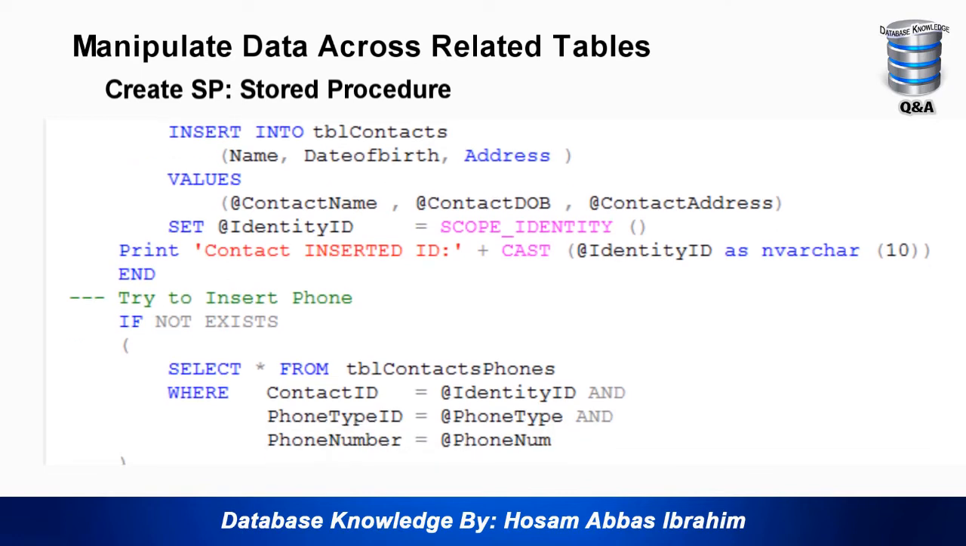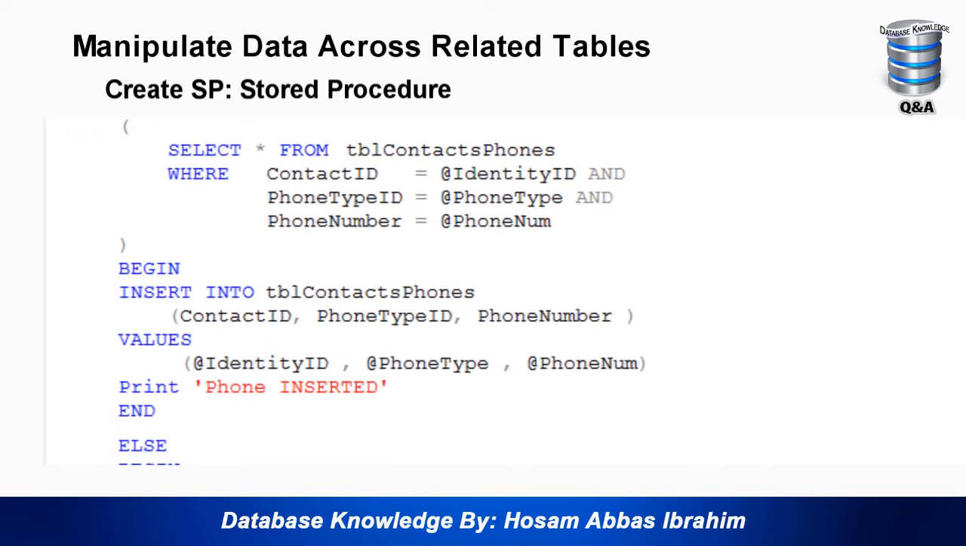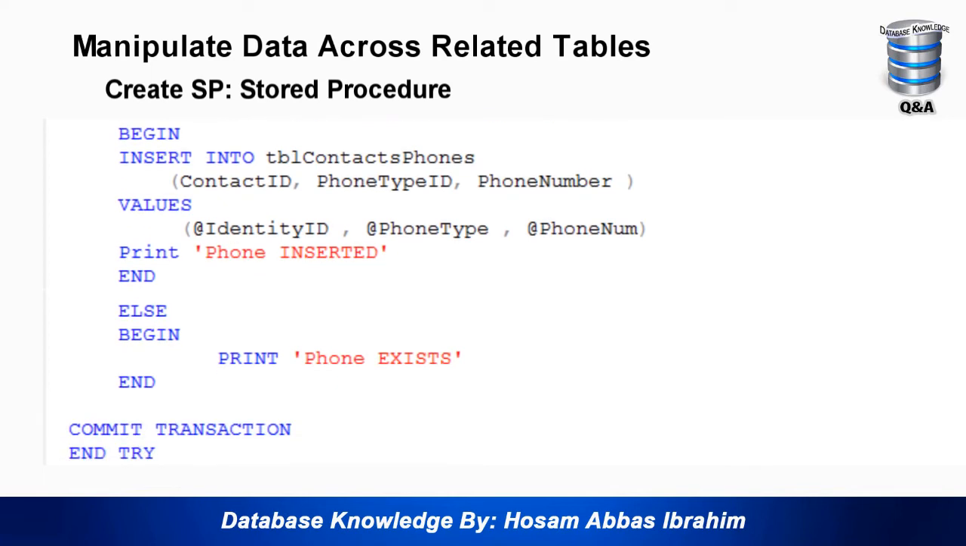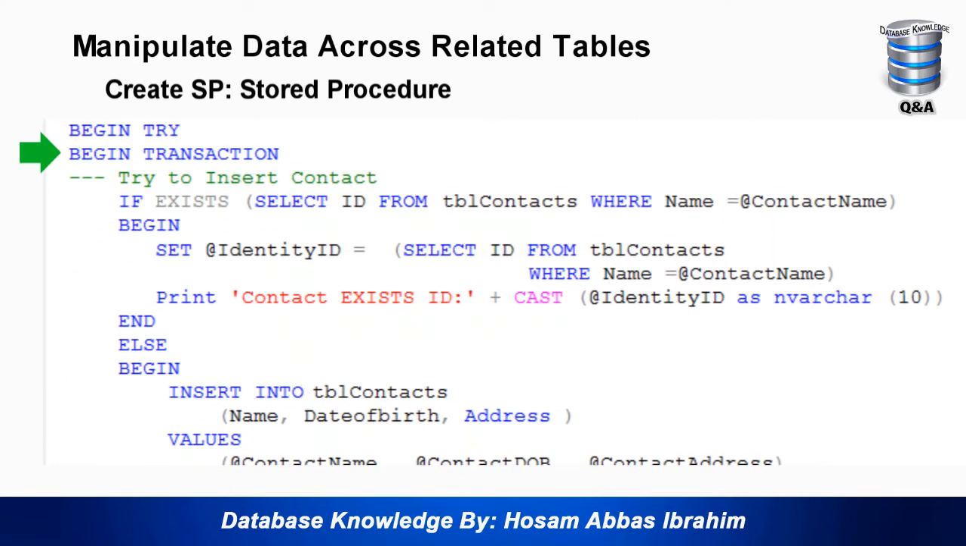The second transaction is whether to insert a phone number into the TBL contacts phone or not. So I will use the same methodology. I will say if not exists, I will try to find the phone number in the TBL contacts phone. If it does not exist, I will just insert it from the variables I defined above. If not, I will say print the phone exists, and at the end I will say commit transaction, and that pairs with the begin transaction up there.